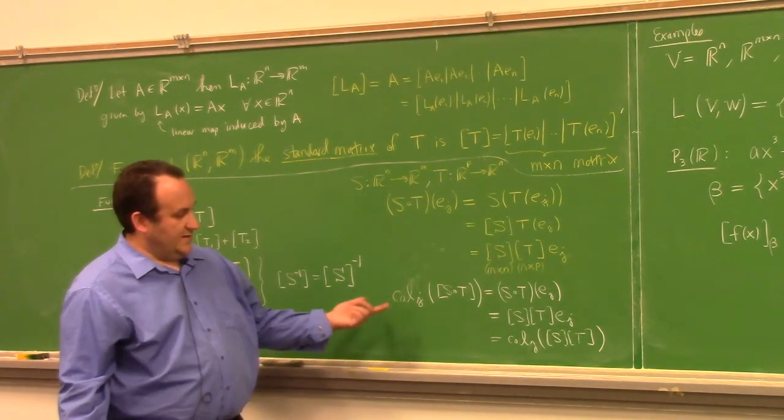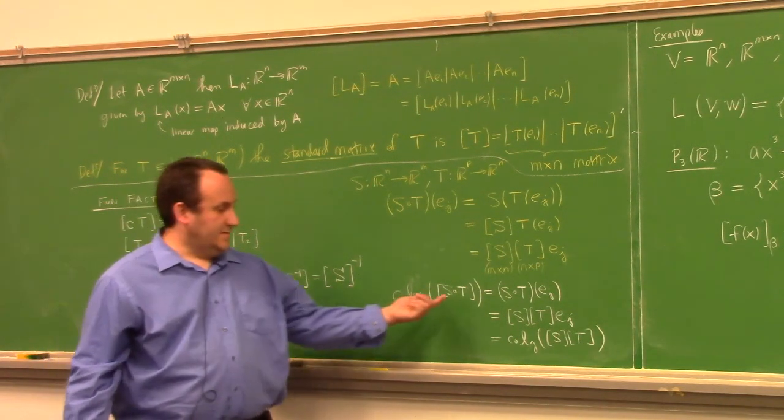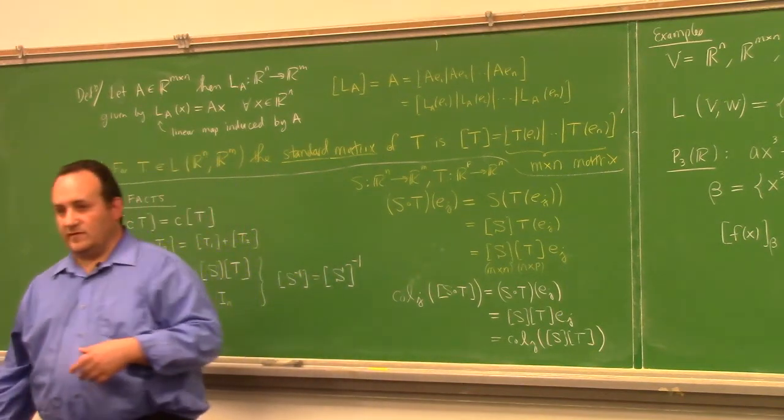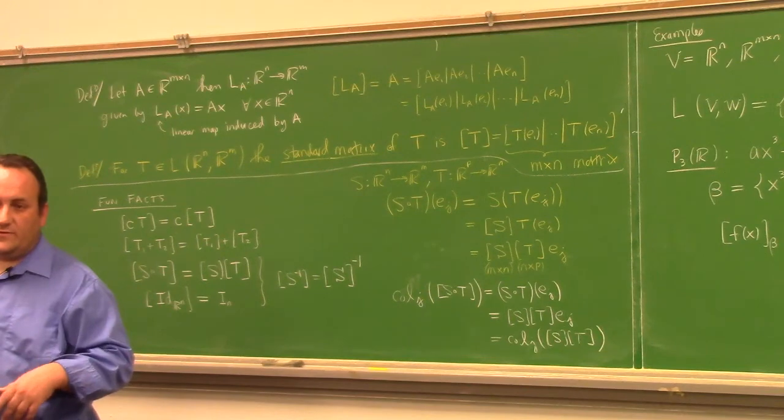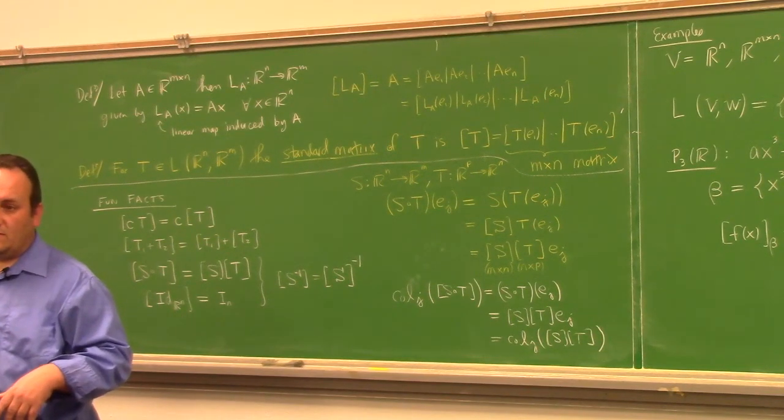But that shows that since these two matrices have the same jth column, and J is arbitrary, it follows that these two matrices are equal.